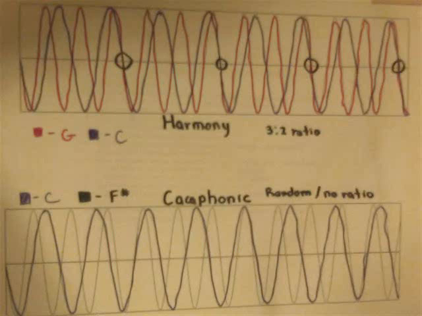This shows two harmonic notes, G and C. The reason why these notes sound good together is because their ratio is very small. If you notice, every third wave of G matches up with every second wave of C, noted at the circled places, creating a frequency ratio of 3 to 2. Whereas on the bottom, the notes C and F sharp have no pattern and do not meet up anywhere, and therefore are cacophonic to the human ear.